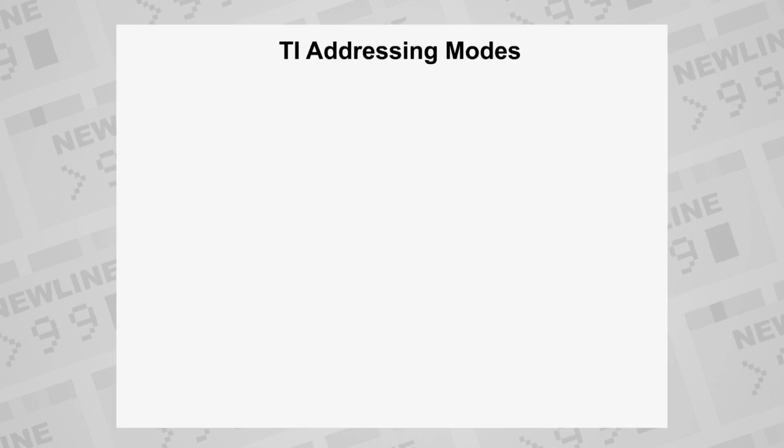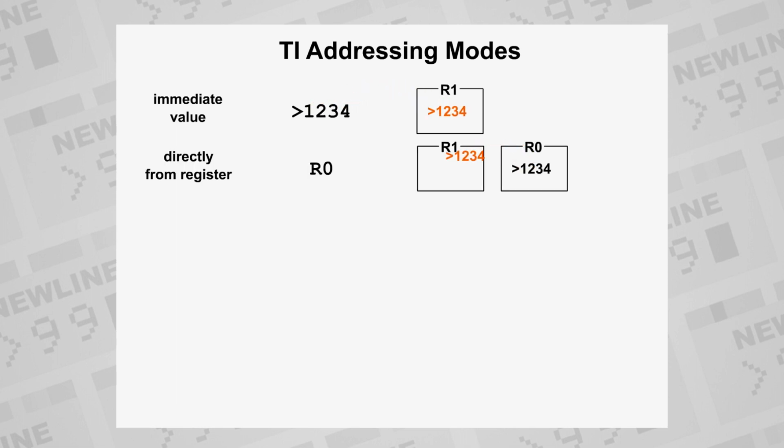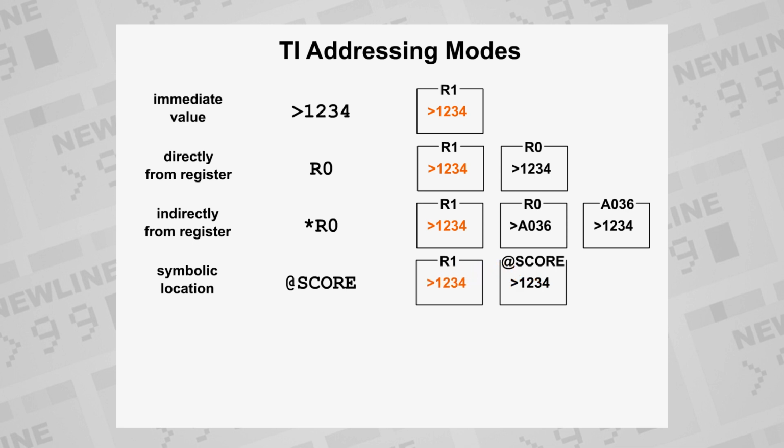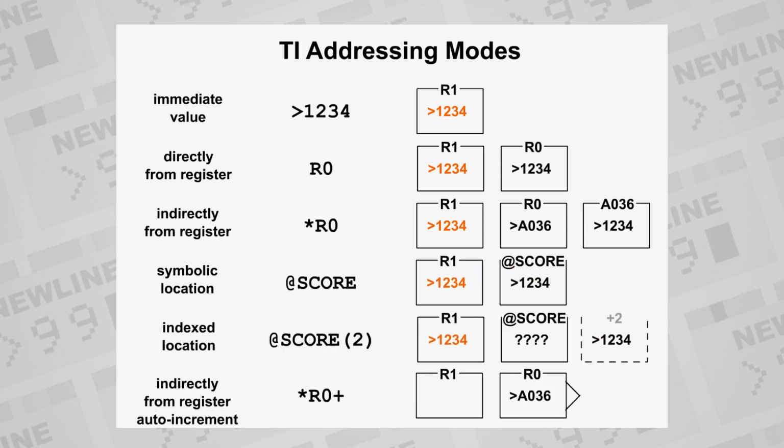In fact, there are several addressing modes. You can access data through an immediate value, directly from a register, indirectly from a register, using a symbolic location, using an indexed location, and indirectly from a register with auto increment.